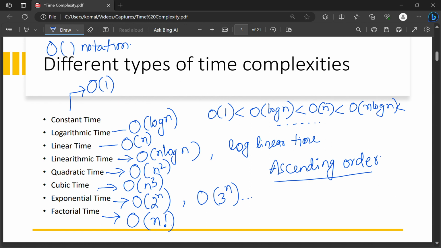You can understand that constant time is the best time complexity. Next best is logarithmic. Next best is linear. Next best is n log n, etc. The most dangerous time complexities are big O of n square, n cube, 2 power n. All these are dangerous. Especially the exponential time complexity and factorial time complexity are the most dangerous time complexities.